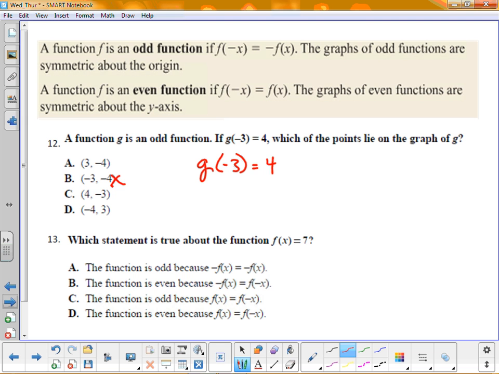Okay, when I plug in 4, I get -3. Or when I plug in -4, I get... Now, what did it say should happen when I plug in something to an odd function? I should get exactly the opposite. So if I plug in a +3, I should get -4.